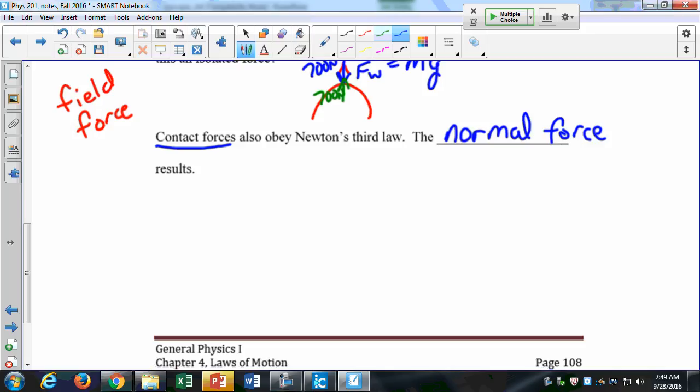So the normal force, normal is a mathematical term. It doesn't mean like usual or regular, but in mathematics it means what? What does normal mean in mathematics? What does normal mean? You recall from geometry? I'll give you a hint. It means perpendicular. So normal is a mathematical term that means perpendicular.